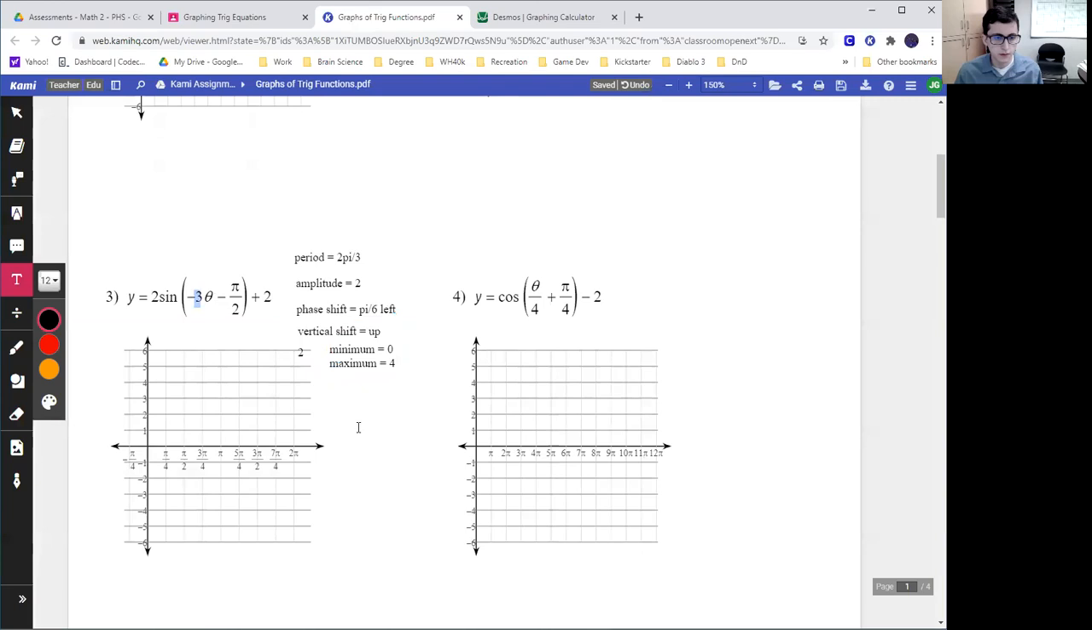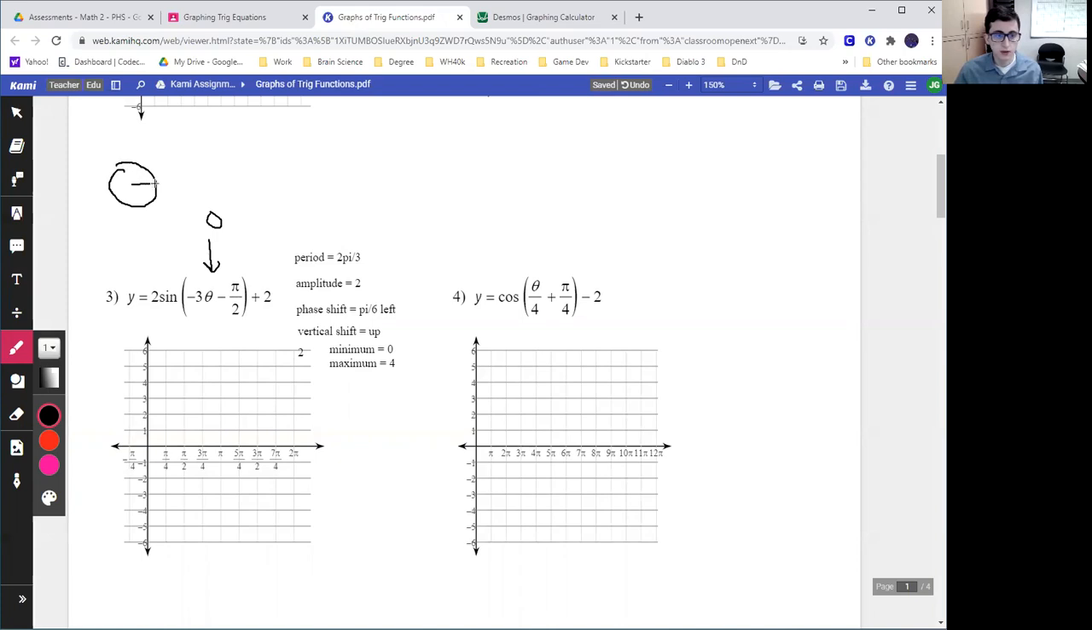That's it. So now let's graph it, and then we'll be done. So here's how I would do it. Let's put in 0. So we're going to input 0, and then we're going to just work through this and solve it. So 0 times -3 is 0, and then minus pi over 2, so that's negative pi over 2. So sine of negative pi over 2 is going to be -1.